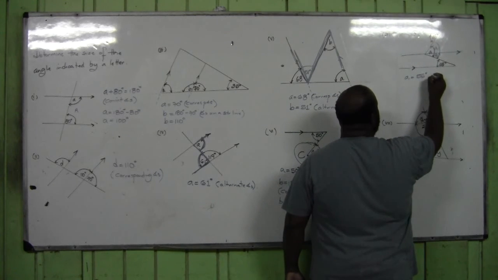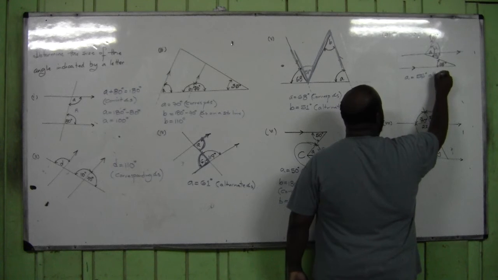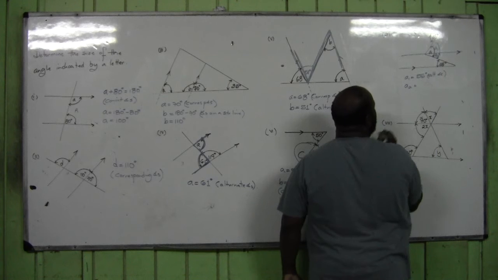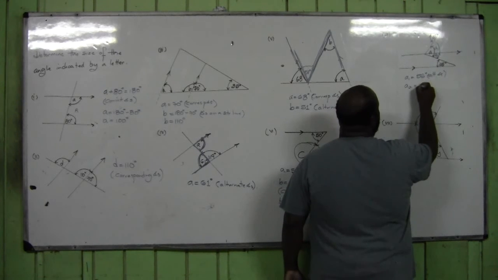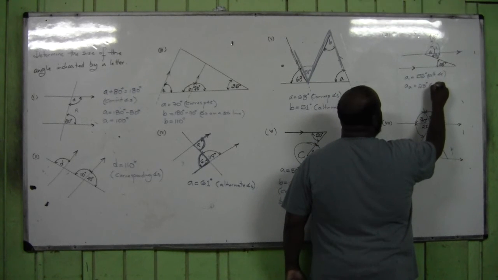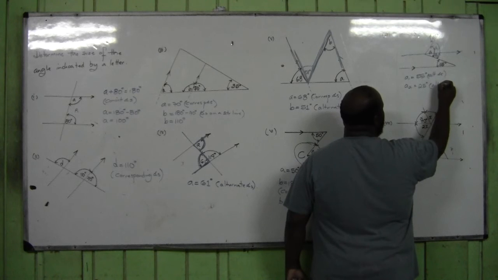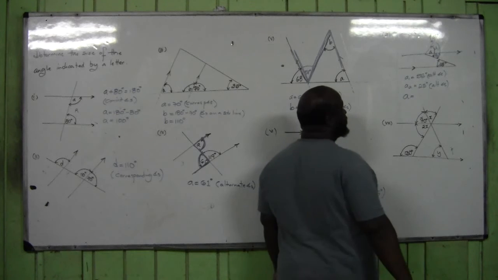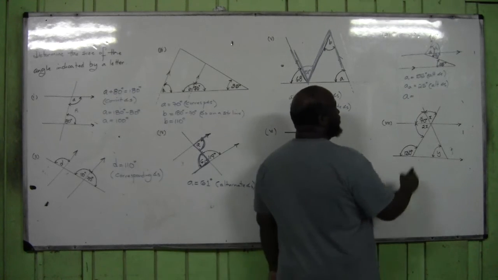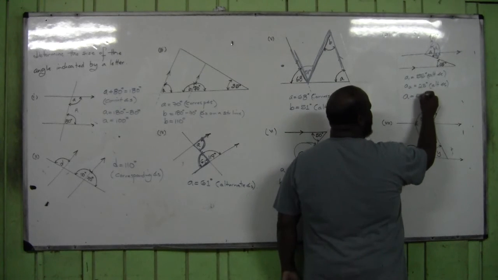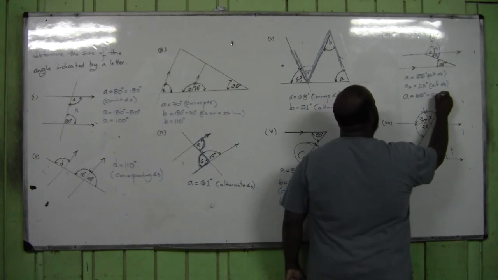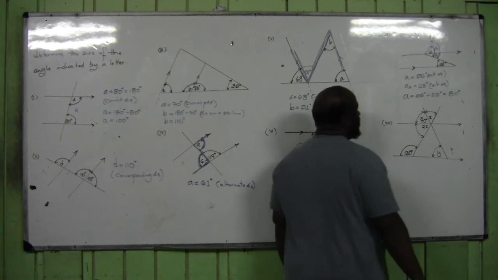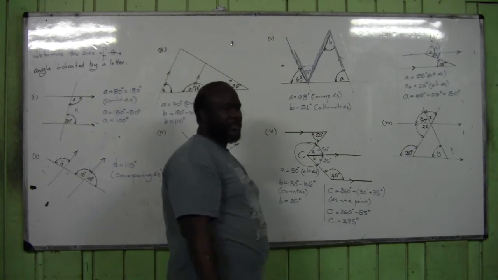Why? Alternate angles. Who can tell me what A2 is equal to and why? 25 degrees, alternate angles. Who can tell me what A is equal to? It would be 55 plus 25. Do you agree? Yes. Which is 80 degrees. A would be 80 degrees.